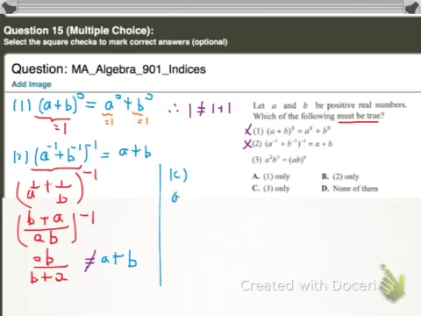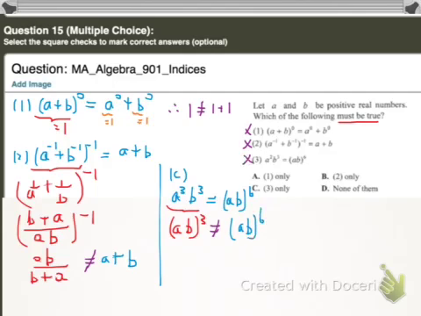So let's check out statement 3. So a to 3, b to 3, does that equal ab to the power of 6? Now, if we take out the power of 3, we see that it is ab to the power of 3. Clearly, again, this does not equal ab to the power of 6. So again, statement 3 is also incorrect. And for this question, the correct answer must be D, none of them.